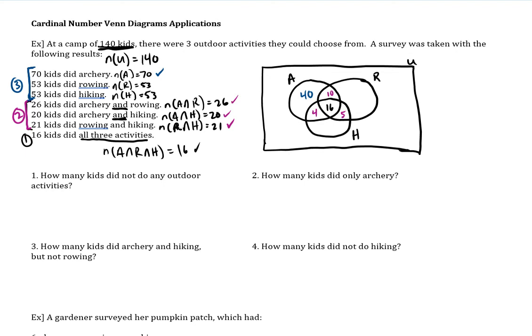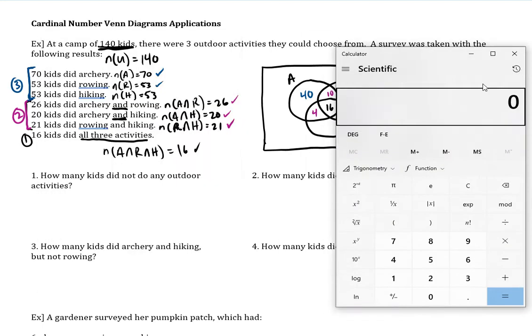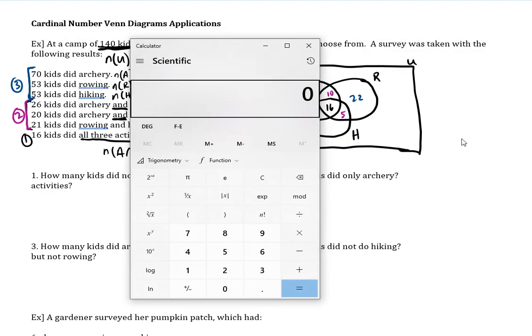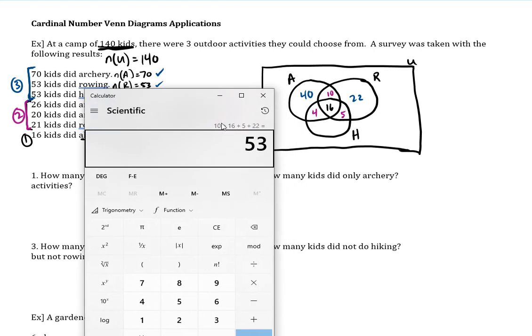And then the rowing circle needs to have 53 in it. Well, it currently has 31, doing that math, and so we would need another 22 right there. Okay, so we add them up, and we could always check with the calculator if you need to. Since I'm on a computer, I would just use this one, and let me go ahead and add those that are in the rowing. So 10 plus 16 plus 5 plus 22 is 53, which is what I wanted.